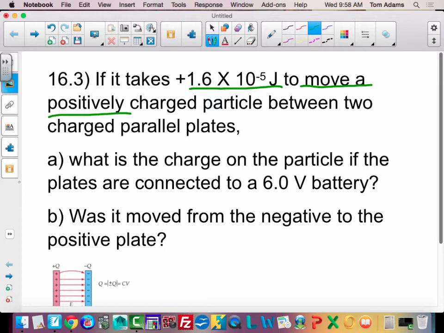Well, to move something requires some sort of force. In this case, it's an electrical force that does the moving, but it moved over a distance. We don't know what the distance is, but it did move it. So this is actually work. Okay?